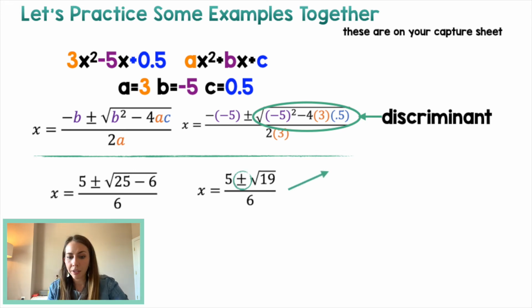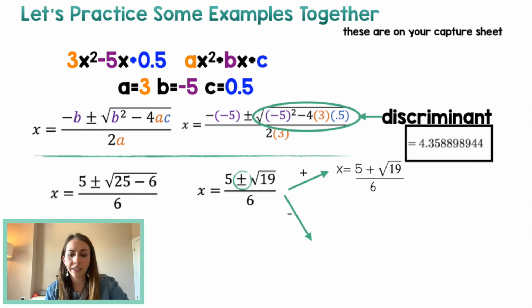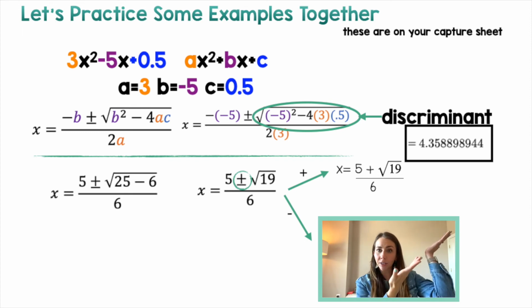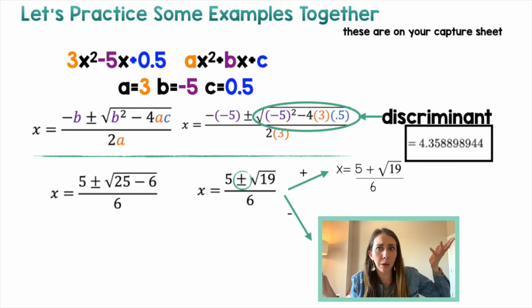We're still going to think about this as plus or minus, and we're going to go in two directions here. So our first option is 5 plus the square root of 19 divided by 6, and our second option is 5 minus the square root of 19 divided by 6. As you can see here, the square root of 19 is 4.358898944. Sometimes we actually just leave our answer exactly like this. Like, it's done, just leave it, put a circle around it, 5 plus the square root of 19 over 6 as one of our options. Leave it. That's actually weirdly okay sometimes.